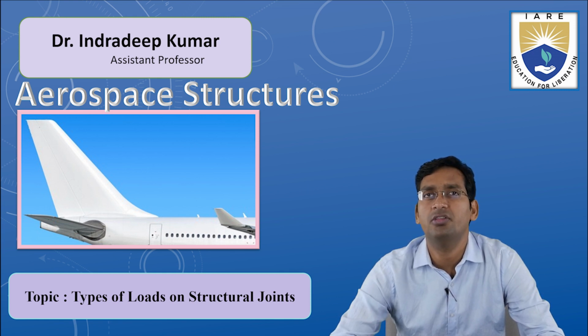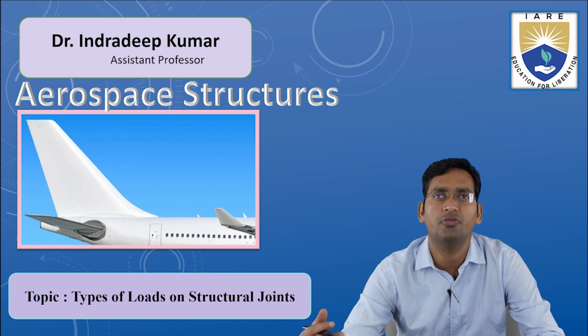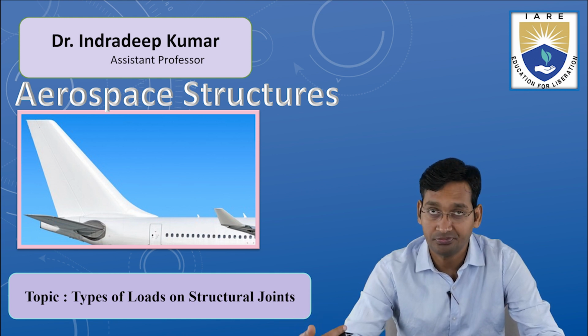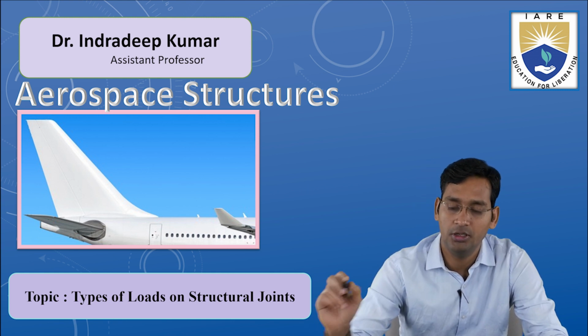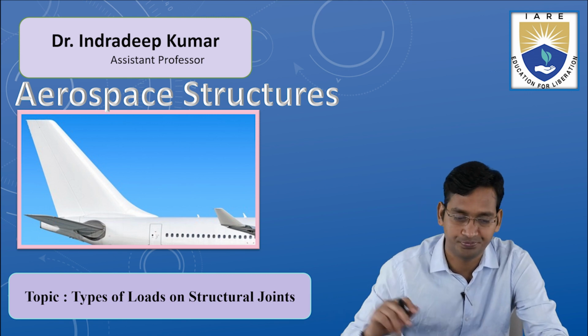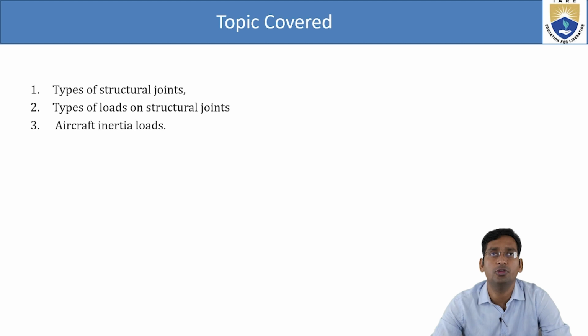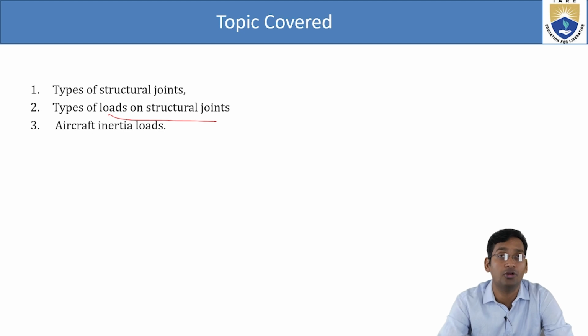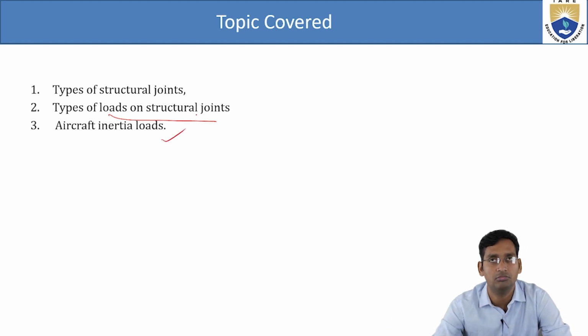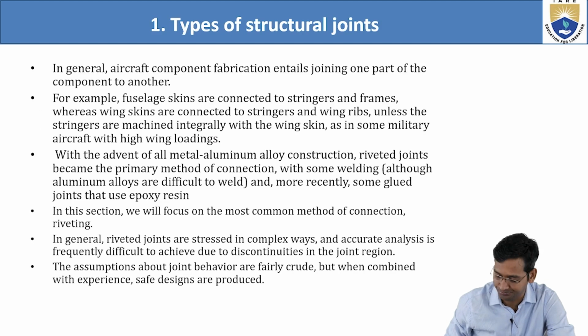So in the previous module we had seen the loads acting on the structural components, then the function of structural components. Now in this video we will see what types of load act on the structural joint. So we will cover: first, the types of structural joints, then the type of loads on the structural joint. That was the type of loads on the aircraft components; now this is at the structural joints. And then the aircraft inertia load. So these three things we will see in this video.